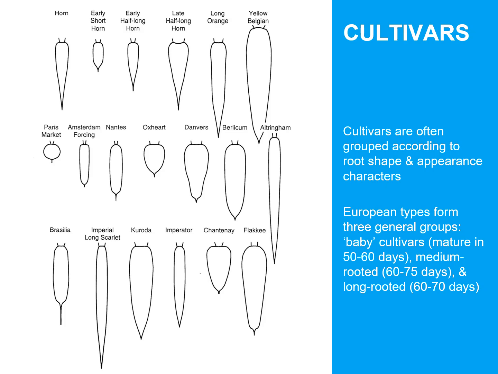Carrot cultivars are also often grouped according to their root shape and appearance characteristics. This slide details the relative shapes and sizes of different carrot cultivars. European types form generally three groups. So-called baby cultivars, which are usually mature in around 50 to 60 days. Then we have medium-rooted cultivars, which mature in 60 to 75 days, and long-rooted types, which also mature in a similar time frame.